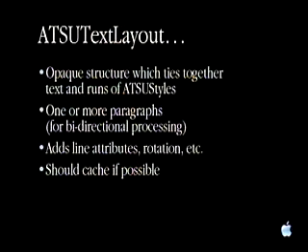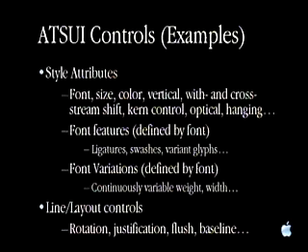Once you have your ATSUI text layout and you've associated the styles with the text, there are other things you can add to the layout object, other bits and pieces of information. Line attributes, this is where justification is controlled. This is where rotation is controlled. This is where the direction of the individual letters is controlled. And it is the ATSUI text layout object which knows about the CG context if you're going to be using Quartz. You should be caching these if you at all can to take advantage of them later. So some examples, again, we've gone over these, the font, the point size, the color.